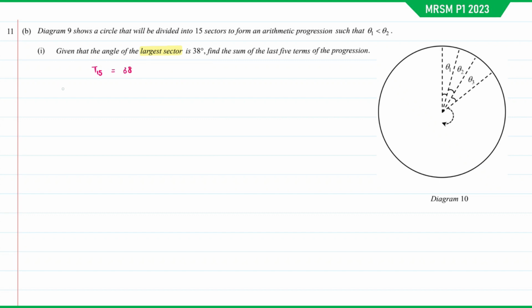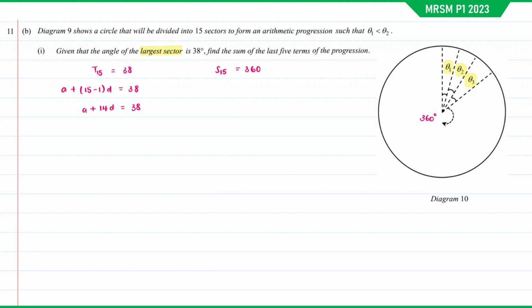So T15 is equal to a plus (15 minus 1)d. Therefore, a plus 14d is equal to 38. We cannot solve this equation as we have two unknowns, so we need to find another equation. As this is a circle, we know that the total angle is equal to 360 degrees. So if we sum up theta 1 until theta 15, the answer is equal to 360 degrees. Therefore, S15 is equal to 360.